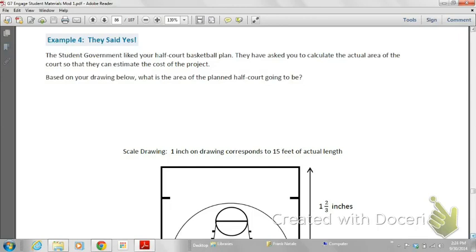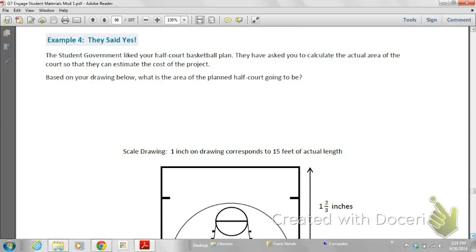So here we go. This is example 4. The student government liked your half-court basketball plan. They have asked you to calculate the actual area of the court so that they can estimate the cost of the project. Based on your drawing below, what is the area of the planned half-court going to be? If you remember, this is the exact same plan here. We had some numbers from yesterday in class, on Monday.